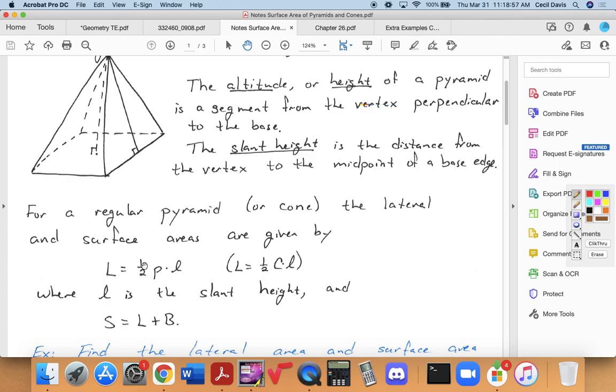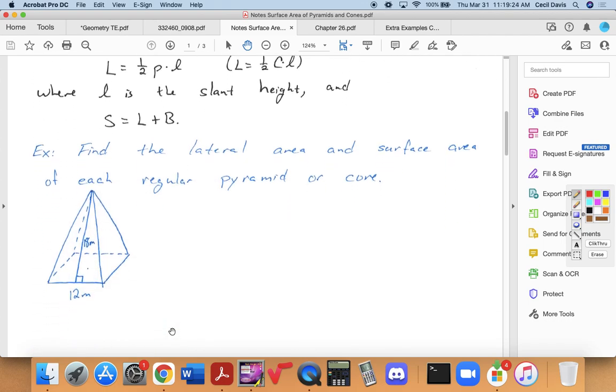For lateral area of a pyramid, it's the sum of the areas of these triangles. Okay? And then it works the same way for a cone, except it's circumference. And then the surface area is the lateral area plus the area of just one base, as opposed to cylinders and prisms that had two bases.